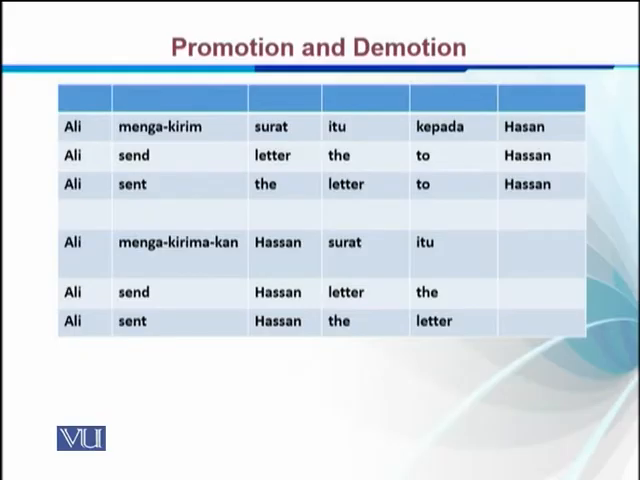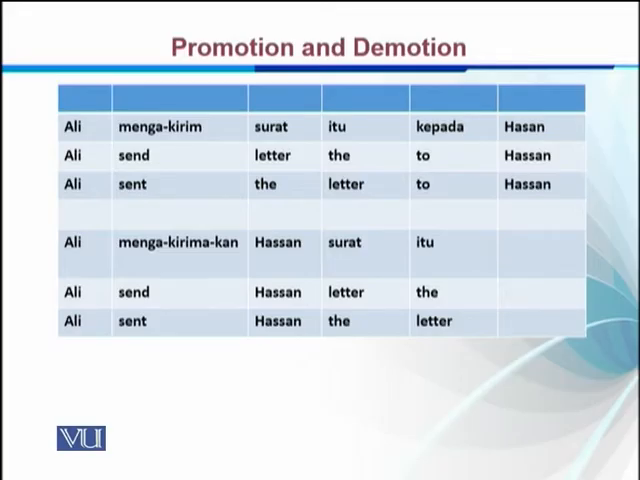So this is an example of an Indonesian sentence: Ali, Mangga, Krim, Surat, Itu, Kepada, Hasan. If we have a word for word translation of this sentence, we find: Ali send letter the to Hasan. So the difference between the two languages is that in Indonesian, the article comes after the noun, whereas in English it's different. So we have the regular translation of this sentence in English: Ali sent the letter to Hasan.